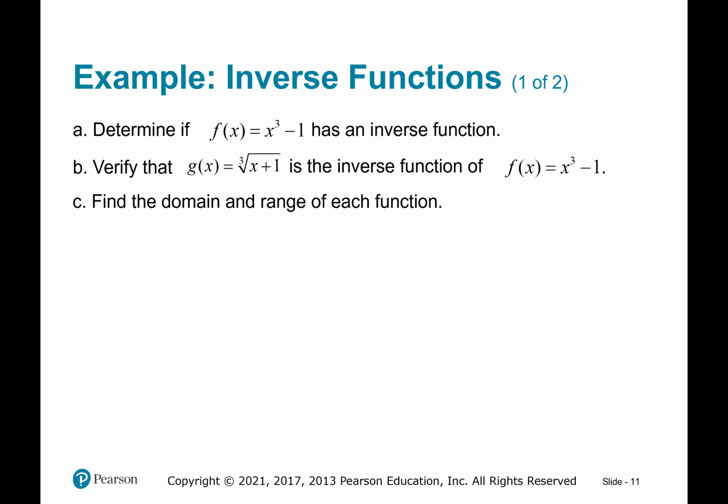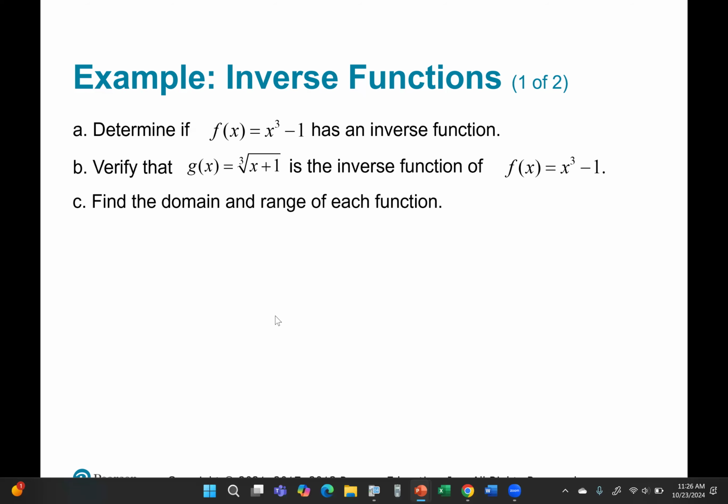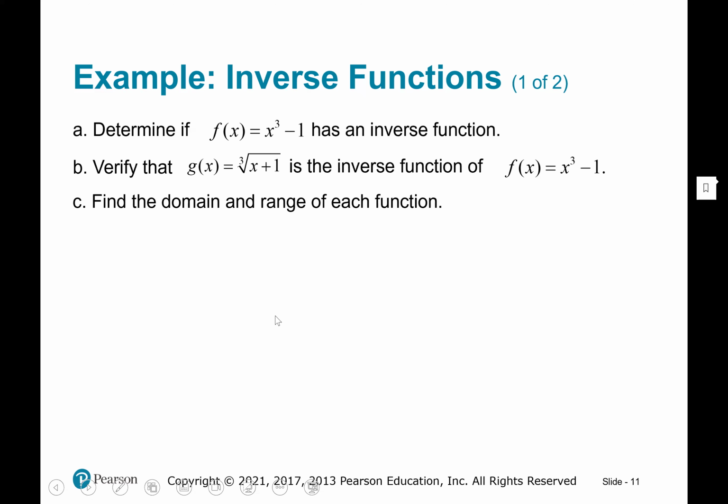All right. So let's verify that the cube root of x plus 1 is the inverse of f of x equals x to the third minus 1. So let's see if we can do that. For functions to be inverses, f evaluated at g of x must be x. So we're going to evaluate the function f at g of x. So we're going to replace the x with g of x.